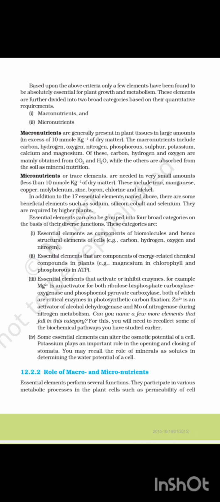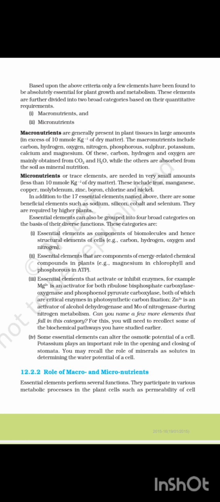Second, essential elements that are components of energy-related chemical compounds in plants. Examples: magnesium in chlorophyll and phosphorus in ATP. Third, essential elements that activate or inhibit enzymes. For example, magnesium is an activator for both ribulose bisphosphate carboxylase oxygenase and phosphoenol pyruvate carboxylase, both of which are critical enzymes in photosynthetic carbon fixation. Zinc is an activator of alcohol dehydrogenase and molybdenum of nitrogenase during nitrogen metabolism.